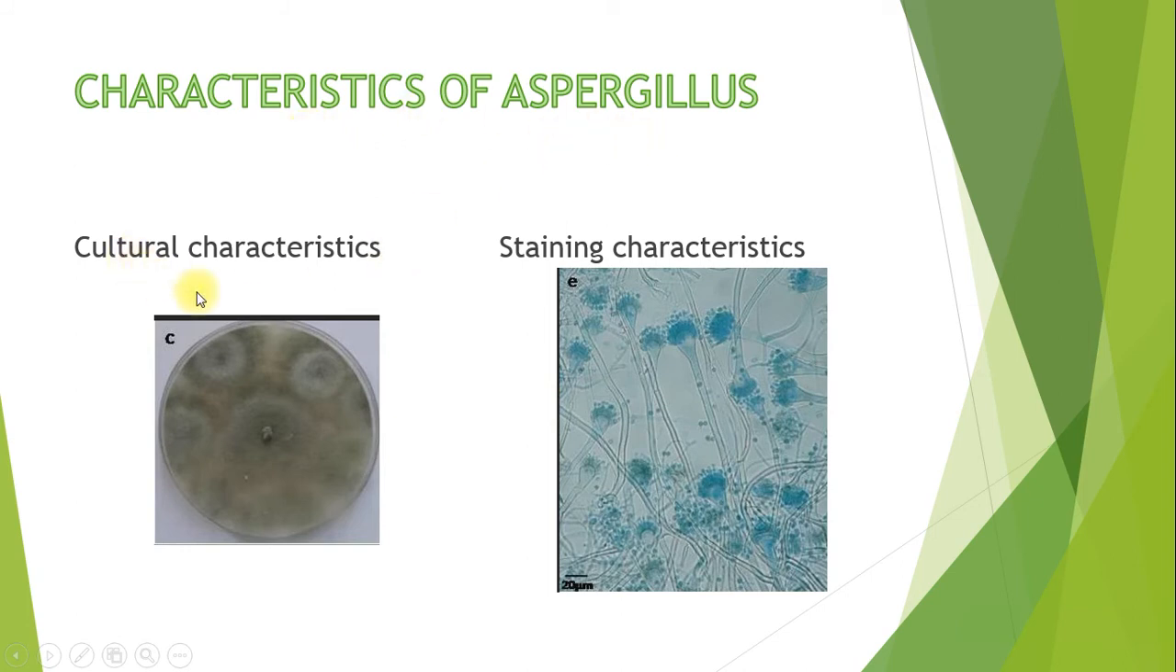Characteristics of Aspergillus. They show the culture characteristics. The Aspergillus fungus growing on the culture medium shows white, yellow to green colored colonies. The staining characteristics of Aspergillus, in which the hyphal structure, the septate hyphae and the conidiophore and the conidia are shown.